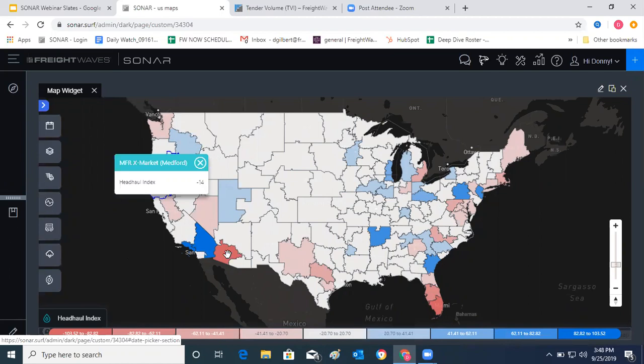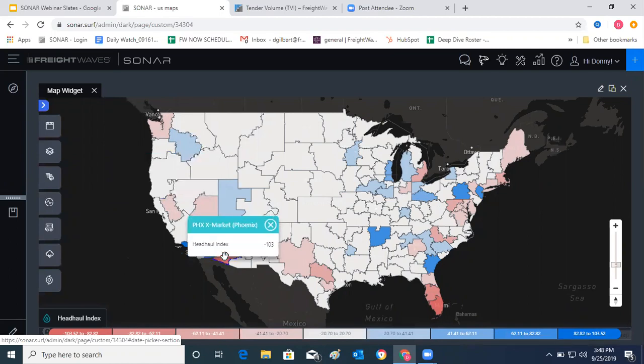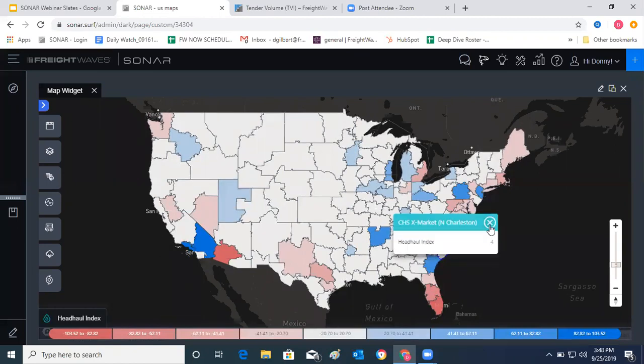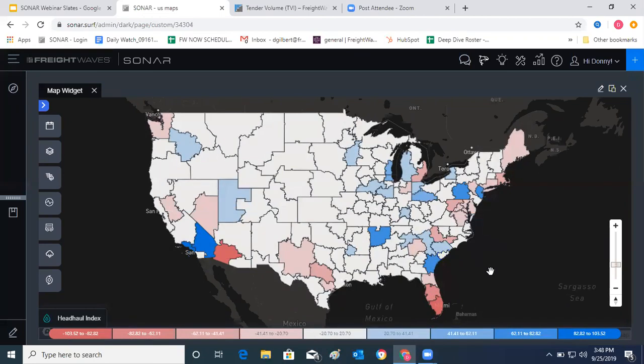So here in Phoenix, Arizona, we have negative 103, meaning we have a lot more inbound trucks than we do outbound loads. Markets in white are neutral. And then, of course, when we go to a positive number, more loads than trucks, we start getting shades of blue. The darker the shade of blue, the more outbound loads there are than trucks. Therefore, you have a lot tighter capacity.